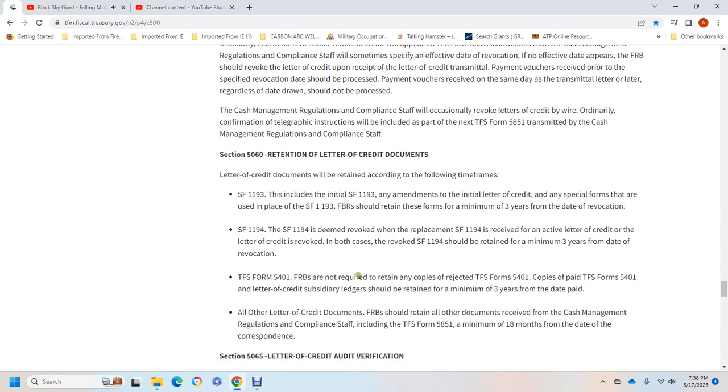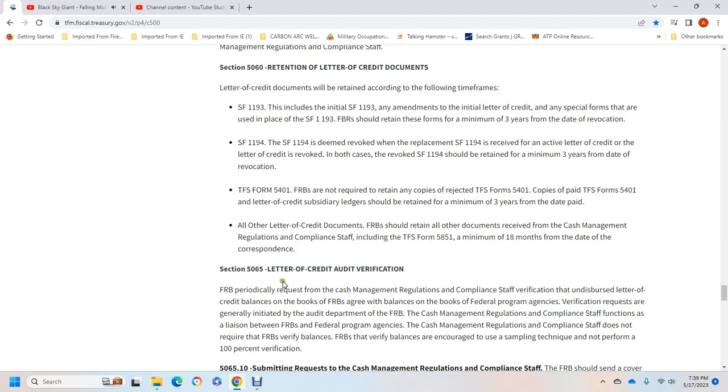The Federal Reserve Bank is not required to retain a copy of the 5401 file. The letter of credit subsidiary ledger should be retained for a minimum of 3 years from the date paid. For all other letters of credit, the Federal Reserve Bank should retain all other documents received with the Cash Management Regulation Compliance staff for a minimum of 18 months from the date of the correspondence.